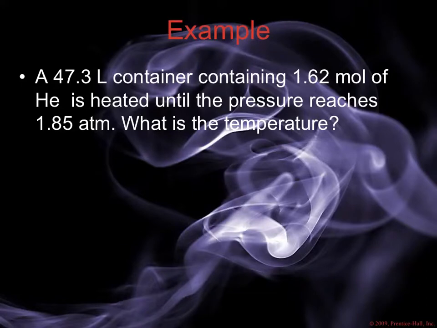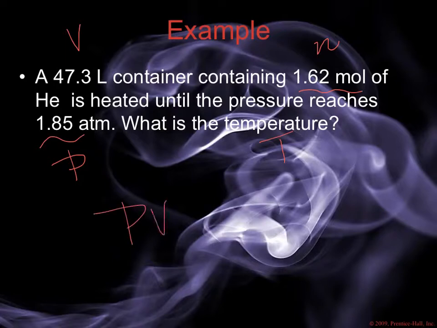Here's an example that would use the ideal gas law. They have given you volume. They have given you number of moles. The number of moles right there should tell you it's the ideal gas law, because number of moles does not show up in the combined gas law. They give you pressure, and they ask for temperature. That's just a setup using the ideal gas law. PV equals nRT. You've got to have your table of R values on hand to work these problems.